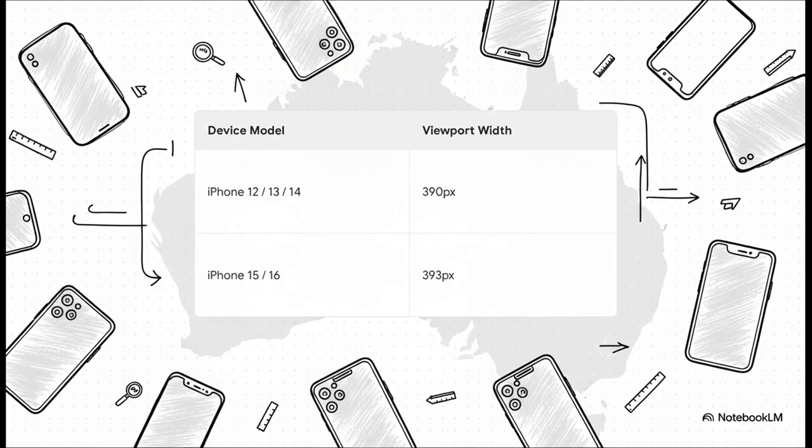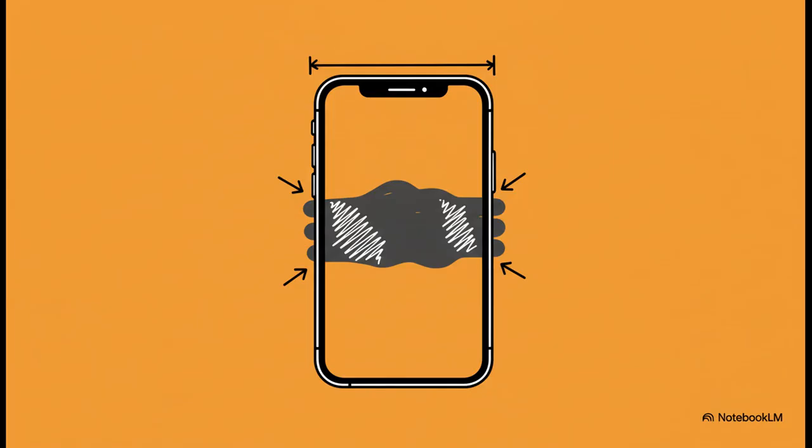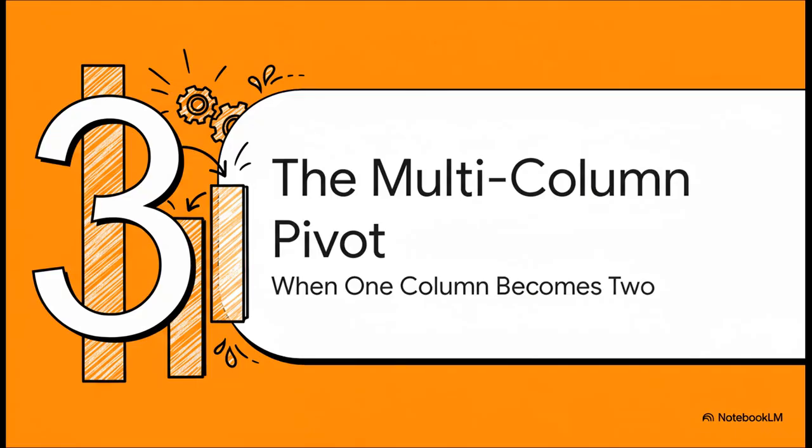No excuses. And to finish off our mobile testing, we do one final quick sanity check at 430 pixels. This is for those big Pro Max phones. You're not really building a new layout here. You're just making sure your text and images don't stretch out and look all weird and unreadable on those wider phone screens. Okay, mobile is locked in.